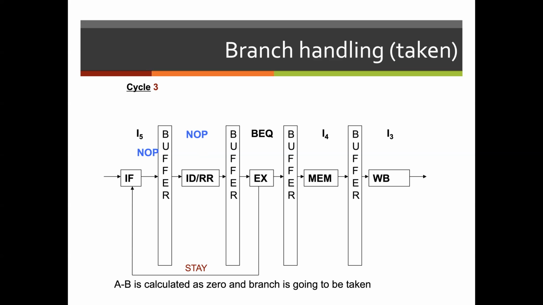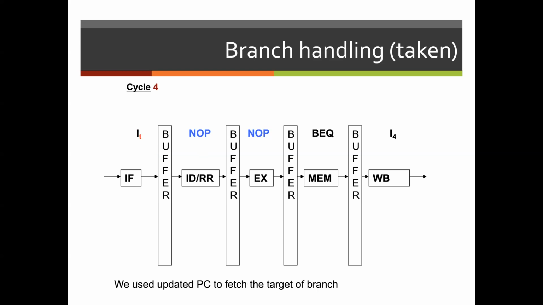We issue a stay, and PC plus offset is being calculated here. And so that value gets stored into our program counter at the end of our execution stage. And so then BEQ continues down our pipeline to memory.